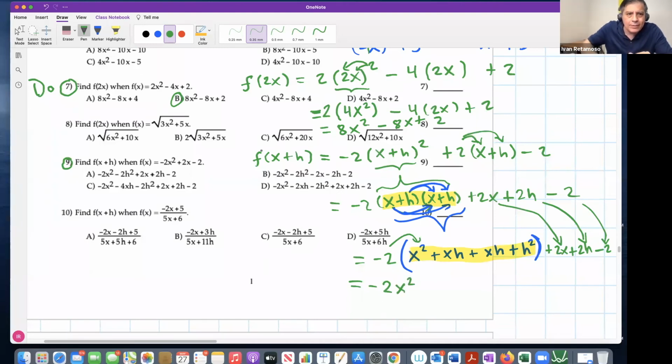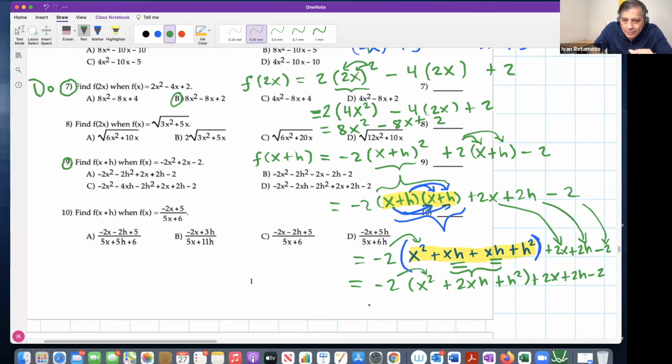But before you do that, let's do this slowly, right? So that we can all follow. Look, notice that these two are what mathematicians call like terms. 1xh plus 1xh is twice xh. This plus h squared plus 2x plus 2h minus 2.